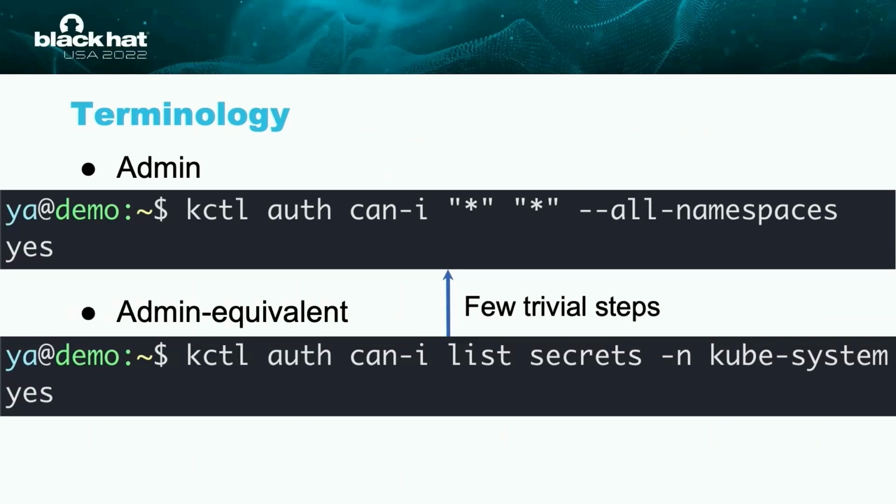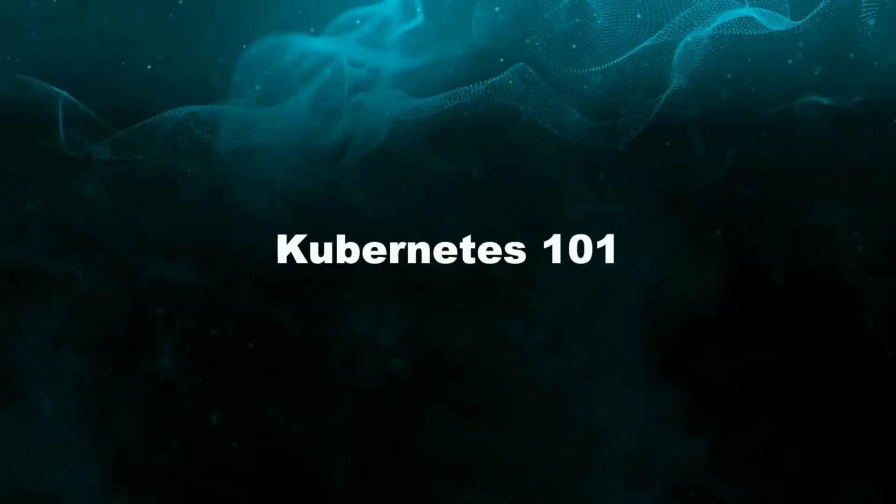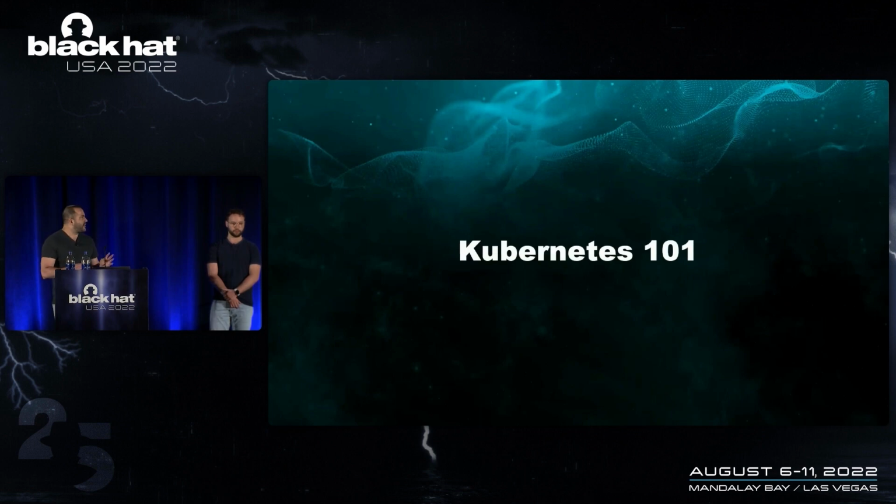Just a quick terminology. We're going to use two terms today, admin and admin equivalent. When we say admin, we mean that you can do any kind of operation in all the namespaces. And admin equivalent means that you have enough permissions that in one or two trivial steps, you can become an admin. But just before we continue, we will do some quick Kubernetes 101 just to make sure that we are all on the same page.